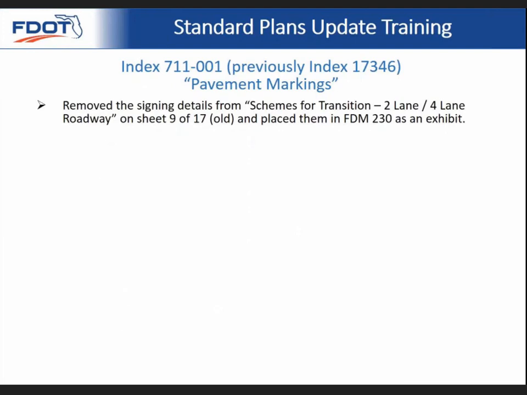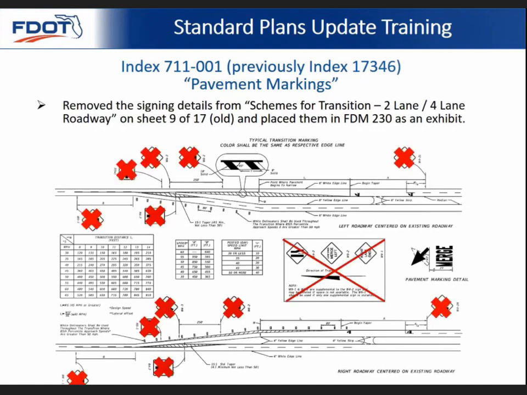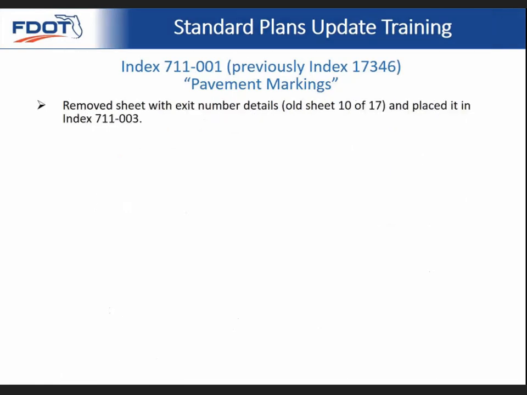The signing details for schemes for transition 2-lane to 4-lane roadway on the old sheet 9 of 17 have been removed from that detail and placed in FDM 230 as an exhibit. Similarly to the previous details, these signs should be included in the signing and pavement marking plans, and it's not necessary to show them here. This is just designer information.